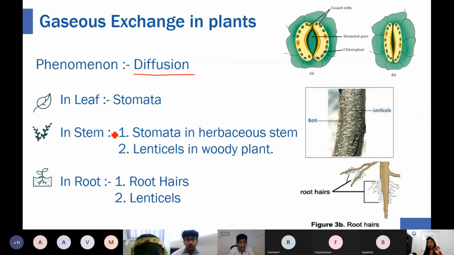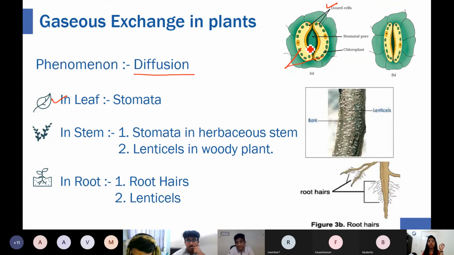So in a leaf, tiny pores are there. Those tiny pores are called stomata. By the stomata, gaseous exchange takes place. Now, what is a stomata? It's a pore. Tiny pores, made by these two cells, and these two cells are called guard cells. So these two cells make a pore, a cavity. That cavity is called the stomata.